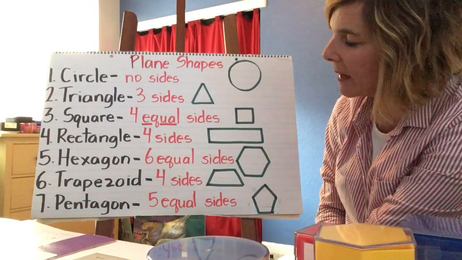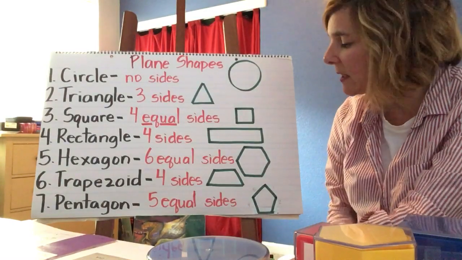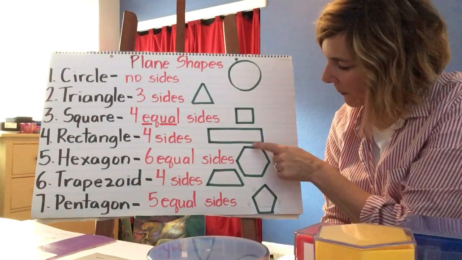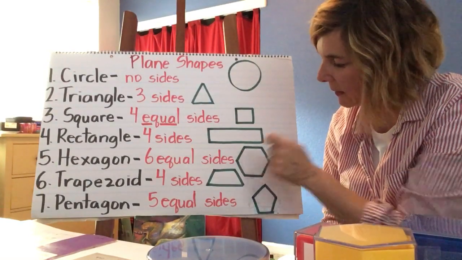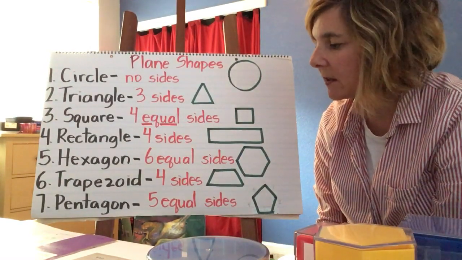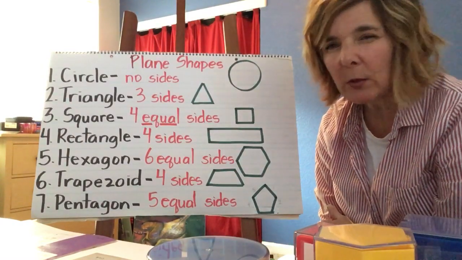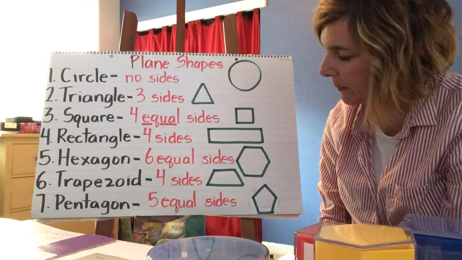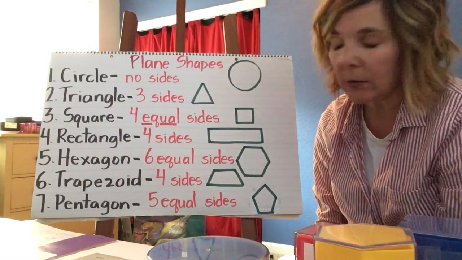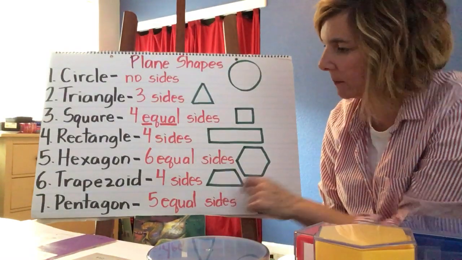Number 5, a hexagon. A hexagon, a regular hexagon, will have 6 equal sides. Let's count them. 1, 2, 3, 4, 5, 6. Number 6, a trapezoid. A trapezoid has 4 sides. You look closely though. Are they equal? No, but there's 4 of them. 2 of the sides are slanted or diagonal. And the top one is smaller than the bottom one.